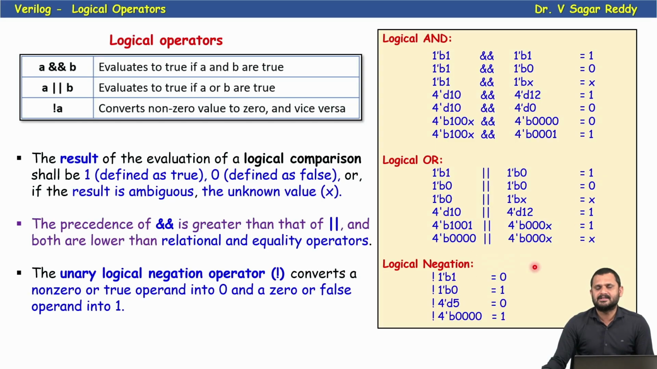In the same way, logical negation converts non-zero to 0, and 0 to non-zero. So 1'b1 becomes 0, 1'b0 becomes 1, and 5 is non-zero, considered true, so the output is 0. Same way here, 4'b0000 is 0, so logical negation gives 1. By these examples, I hope you understand the various logical operators and how to find the result of an expression containing logical operators.